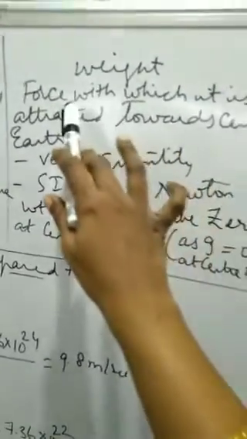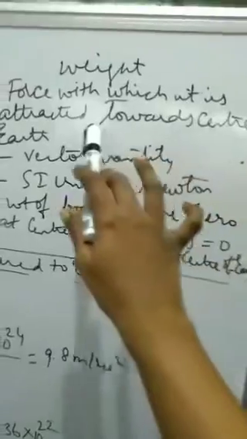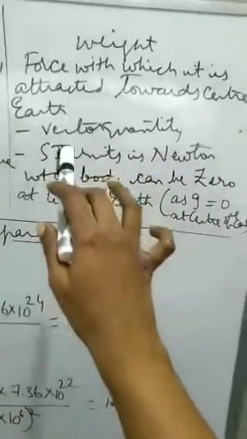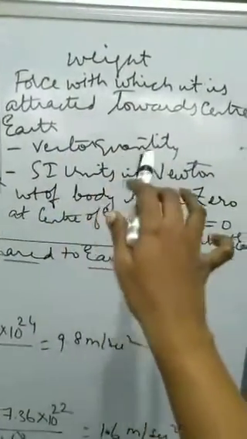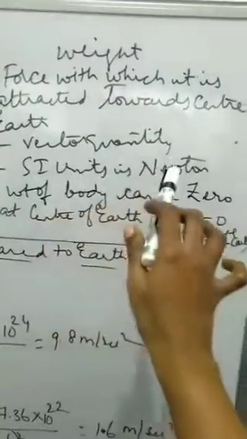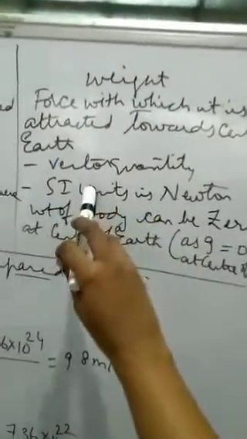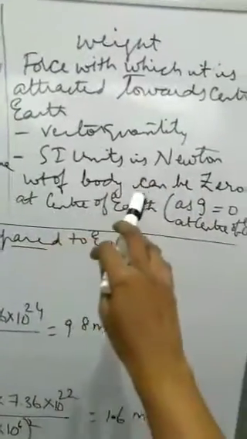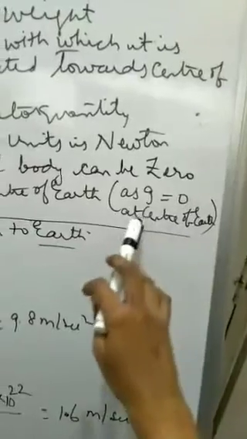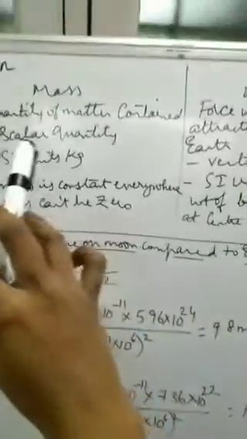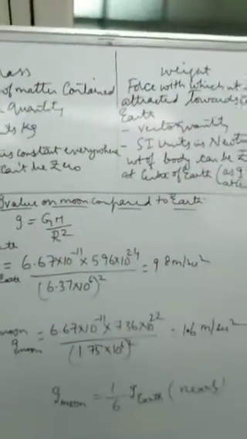Coming to the weight, weight means the force with which the body is attracted towards the center of the earth. And weight is a vector quantity. The SI unit is Newton, because force and weight are the same. Weight of the body can be zero because at the center of the earth, the g value will be almost zero. That is about the difference between mass and weight.